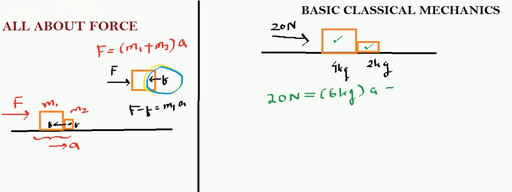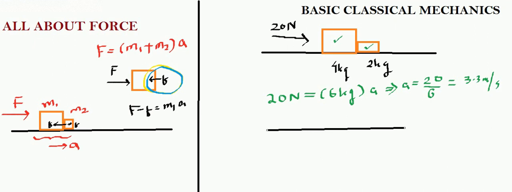And that acceleration can be easily calculated as a = 20/6. Okay, because the 20 Newton says that I'm acting on the entire 6 kg. I'm not acting on one block, but I'm acting on two blocks. And the acceleration is what? 3.3 meter per second square. Agreed? Now, something interesting.